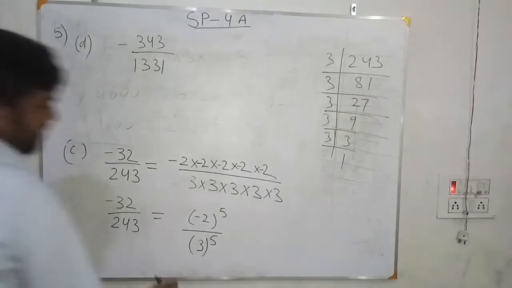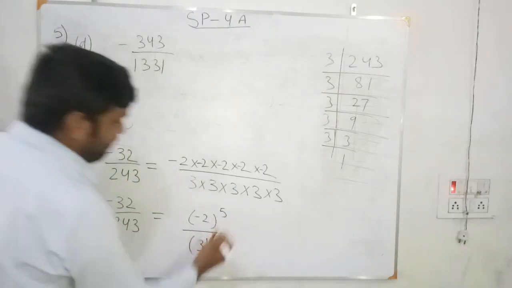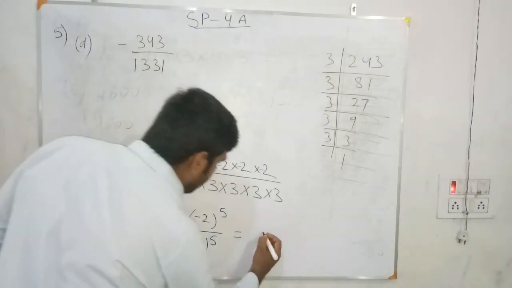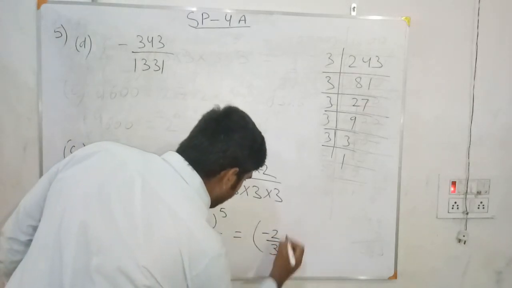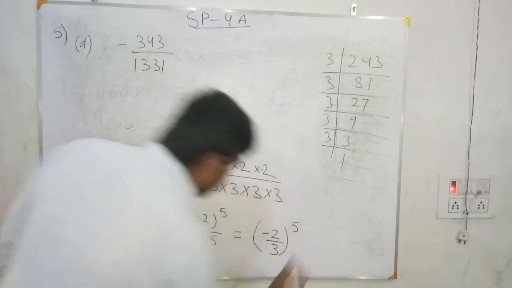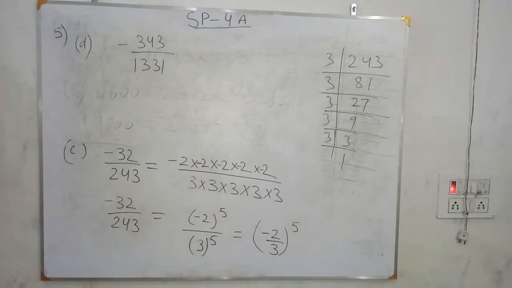Now the bases are different and the power is the same. So in that place you can also write -2 by 3, whole to the power 5. That also can be written. Okay. So now we move to 5D.